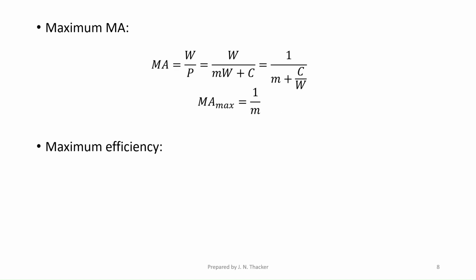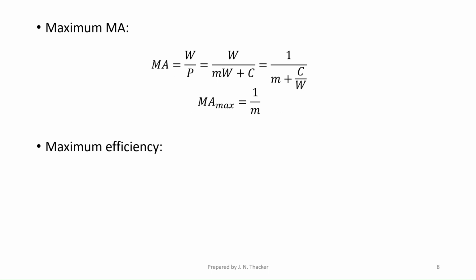We know that mechanical advantage is W by P. So we will write it in the law of machine form. So we know that P is equal to mW plus C. So I'm replacing P by mW plus C. So you get MA is W by mW plus C. Now divide the whole equation with W. In numerator you get 1, and in denominator you get m plus C by W. 1 divided by m plus C by W.